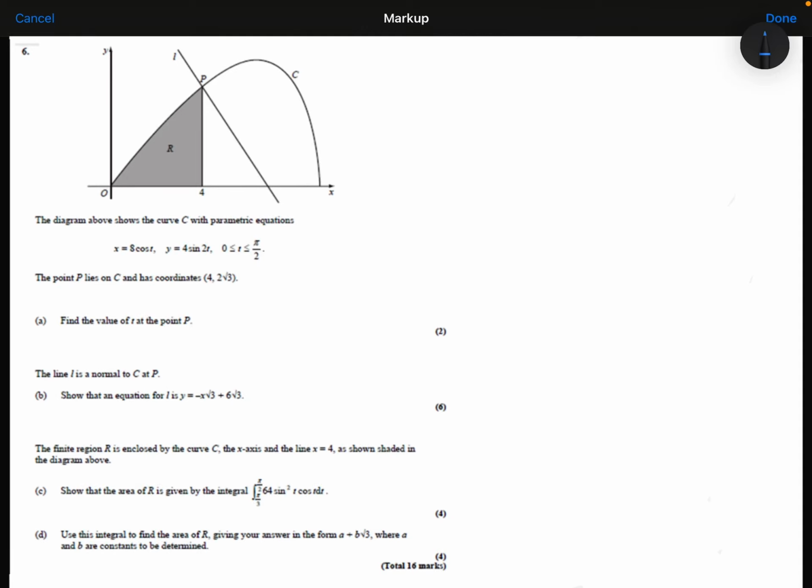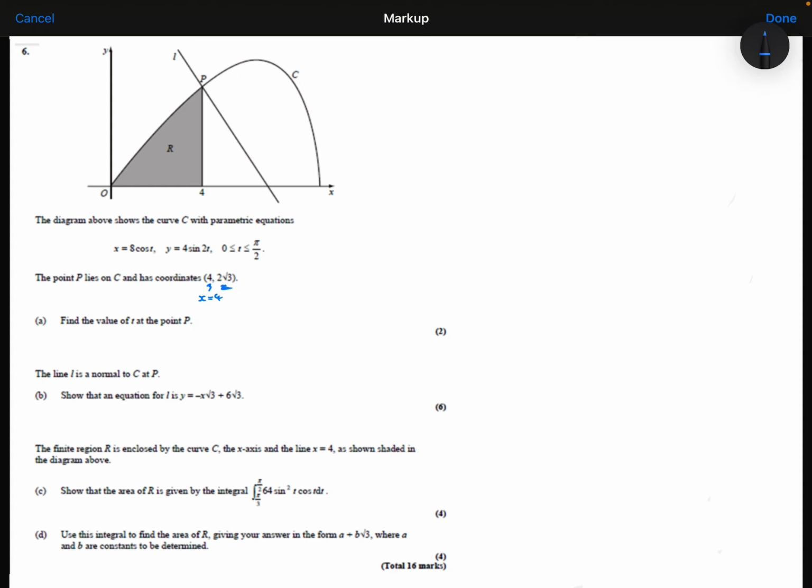The diagram above shows the curve C with the parametric equations x equals 8 cos t, and y equals 4 sin 2t, where t is between 0 and pi over 2. The point P lies on the curve C and has coordinates (4, 2 root 3). Part A, find the value of t at the point P. So we know at point P, x equals 4 and y equals 2 root 3.